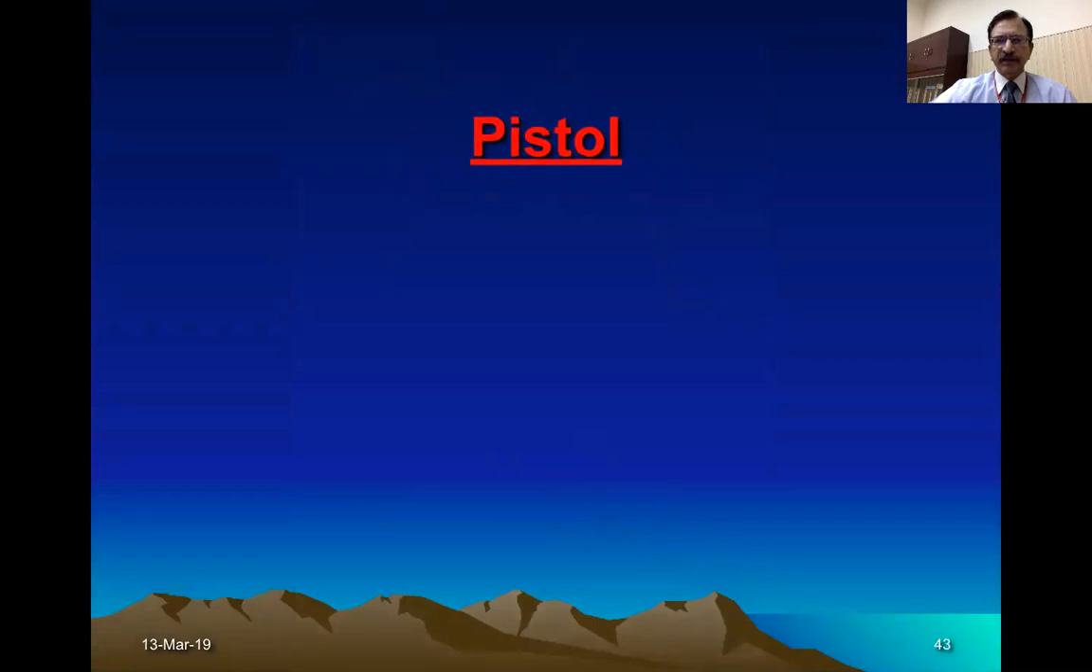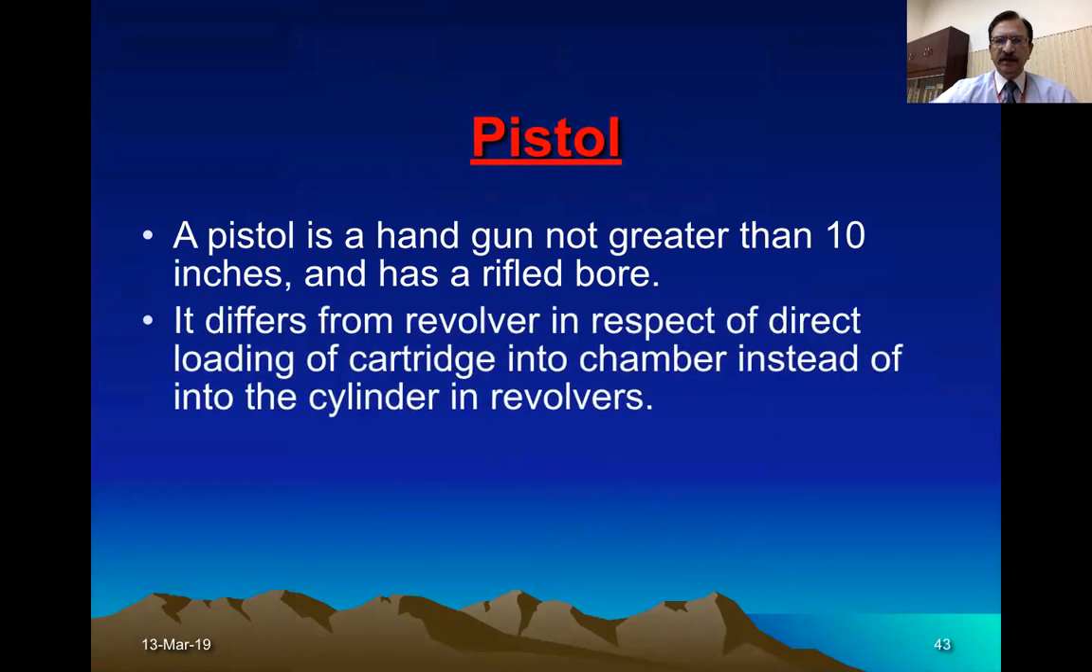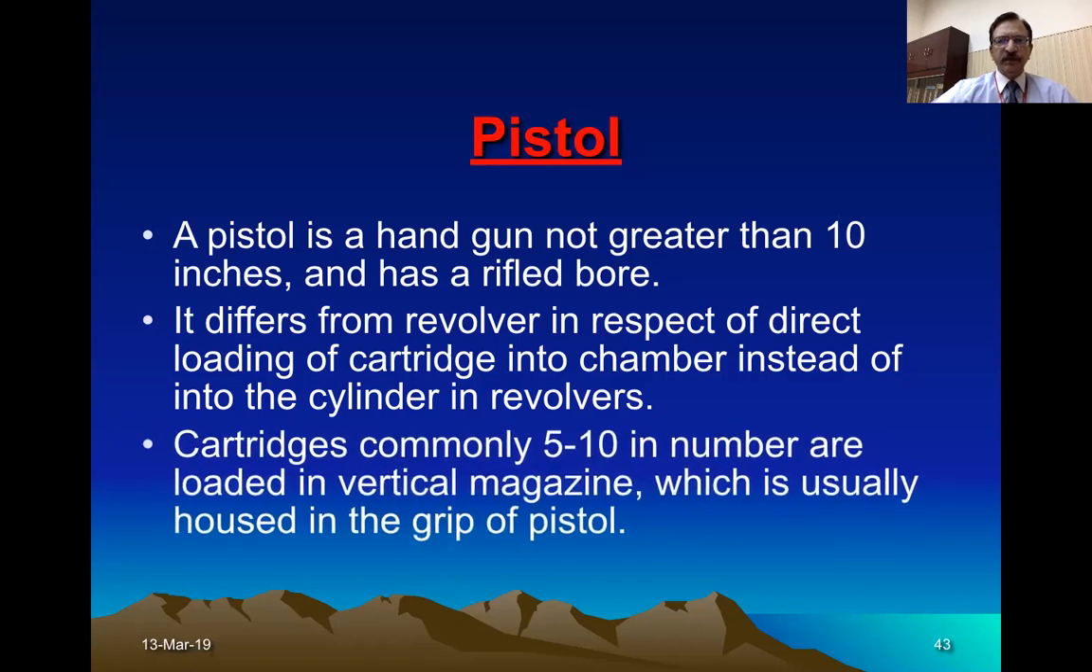Now the pistols, in this there are magazines. They are also handguns, size not larger than 10 inches, and a magazine is in the grip. And in this, the cartridge is ejected out automatically. There is a magazine which is loaded in the grip, and a spring pushes the bullet up into the chamber one after the other. After firing the bullet, the cartridge is automatically ejected out. The magazine can contain 5 to 10 bullets at one time, and they are vertically loaded.